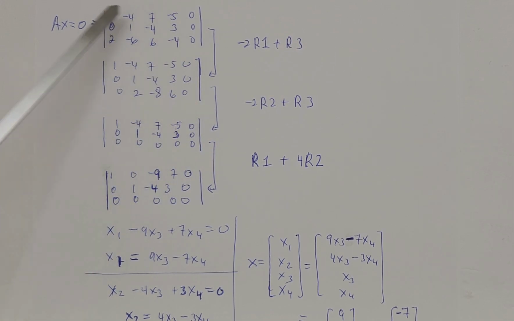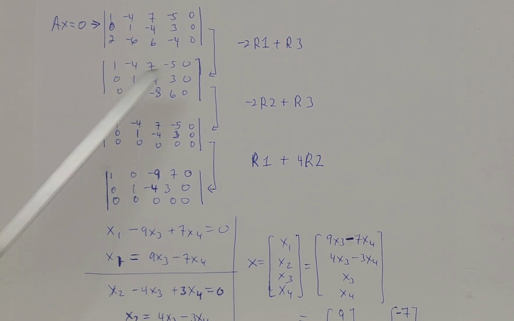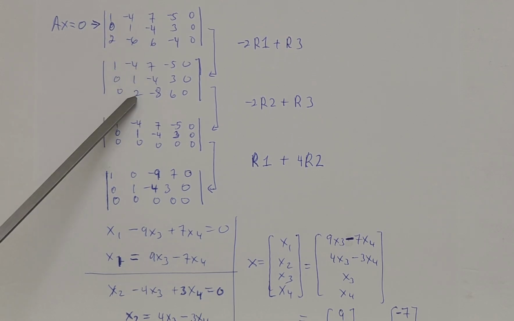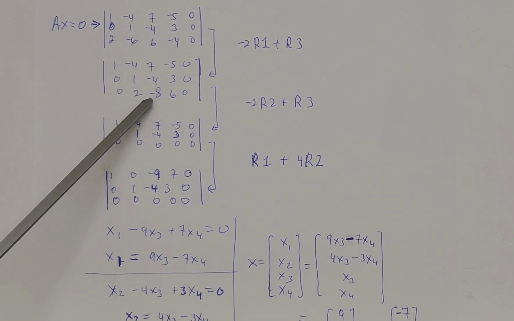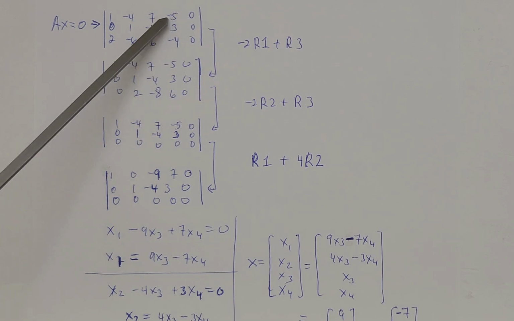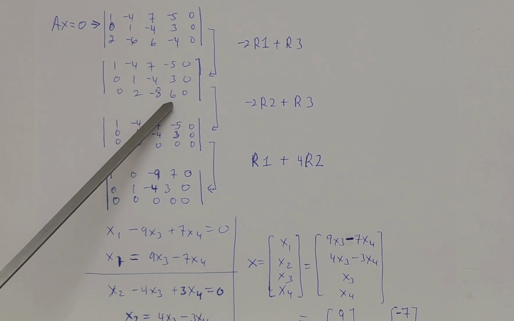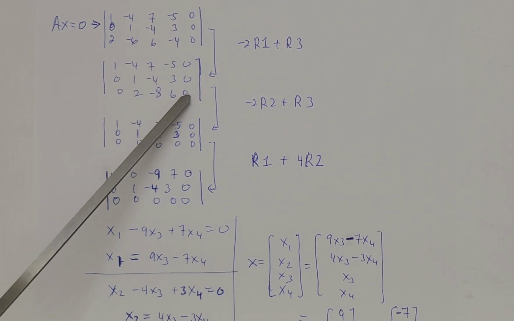Negative 2 times 1 gives me negative 2, plus 2 gives me 0. Negative 2 times negative 4 gives me positive 8. 8 subtract 6 gives me 2. Negative 2 times 7 is negative 14, plus 6 gives me negative 8. Negative 2 times negative 5 gives me positive 10. Subtract 4 gives me 6. Negative 2 times 0 is 0, plus 0 is also 0.